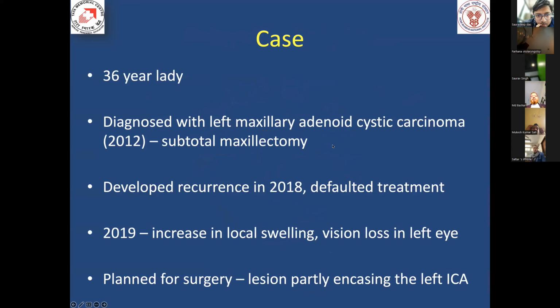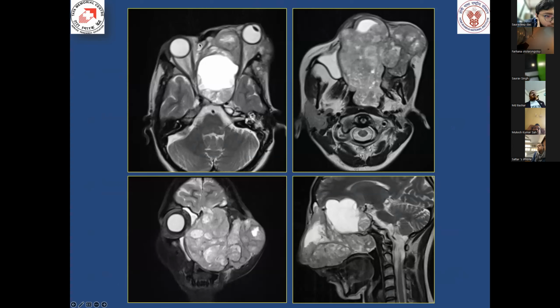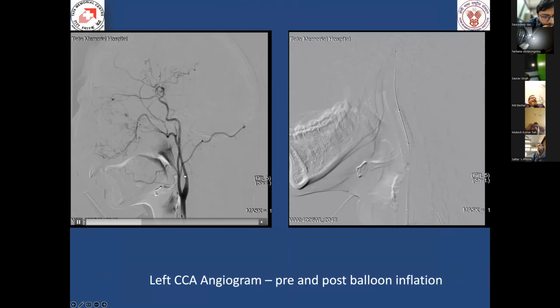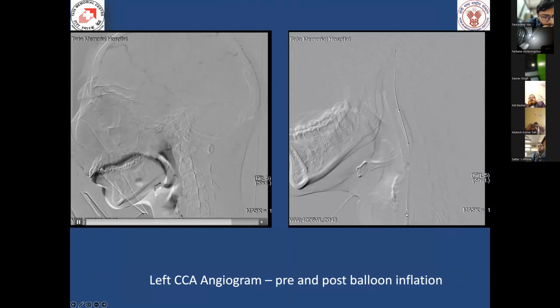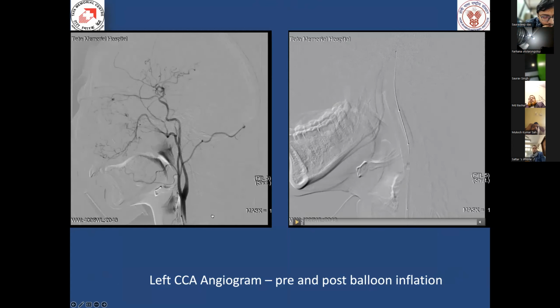So this is a 36-year-old lady diagnosed with left maxillary adenoid cystic carcinoma in 2012, who underwent maxillectomy, developed recurrence after 6 years, and after a year, again because of the increase in size, lost vision, and surgery was planned. Here you can see that it's a huge mass pushing the eyeball to the opposite side. And here it is in close proximity to the left carotid artery. So the surgeon wanted to know whether there is adequate cross flow in case they had to ligate the carotid artery because of injury. You can see here there is a vascular lesion. There is an intense blush, and what we do is we take a balloon.